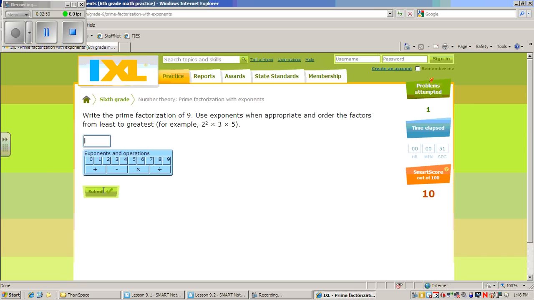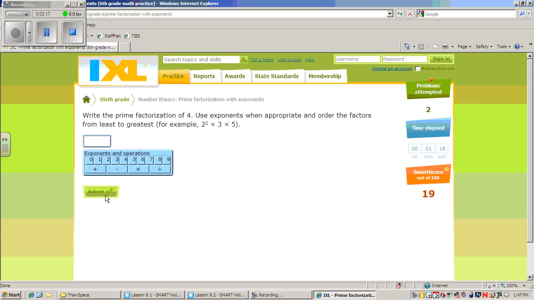Write the prime factorization of 9 using exponents. Well, what do I break 9 down by? I hope you're thinking in your head right now, 3 times 3 is 9. What kind of number is 3? Hopefully you said it is prime, so I'm going to do 3 to the 2nd, and 3 times 3 is 9. So as you can see, it's important to do these.